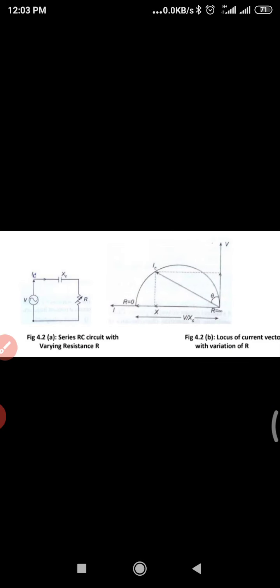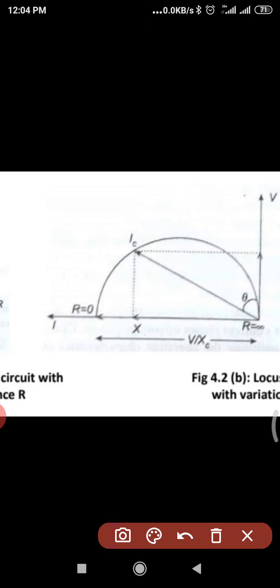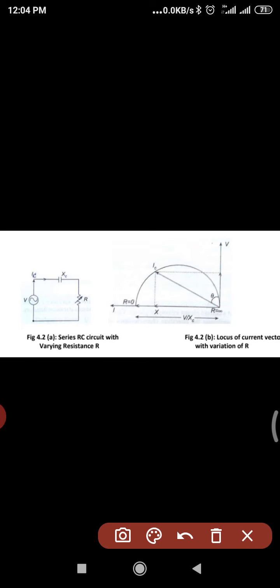Next, let us consider an RC circuit with variable resistance. Here also only resistance is variable. Okay? So let us consider practically. Here we are considering only a pure capacitive circuit.